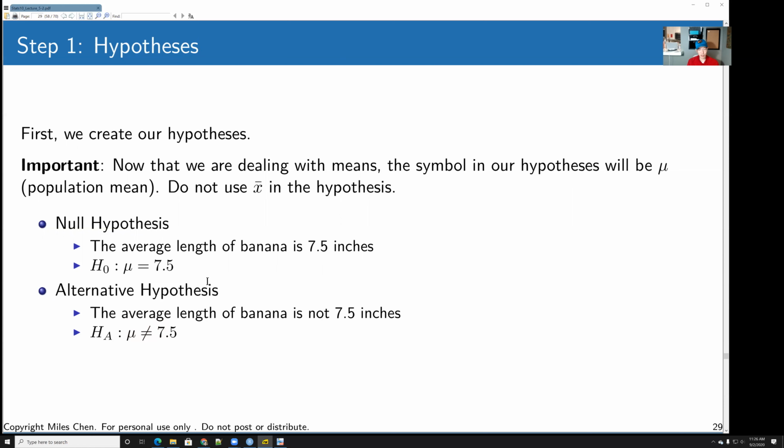So in our case, because it said the average length is different or is not 7.5 inches, we're going to say mu is not equal to 7.5 for the alternative, right? If the question had been, do we have evidence that the mean is less than 7.5 inches, then we would say mu is less than 7.5, okay? Null hypothesis always has an equal sign. And when we're dealing with numeric variables, it will always be about mu, never about x bar.